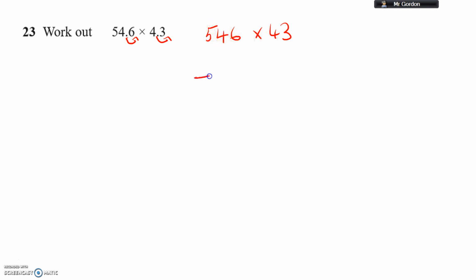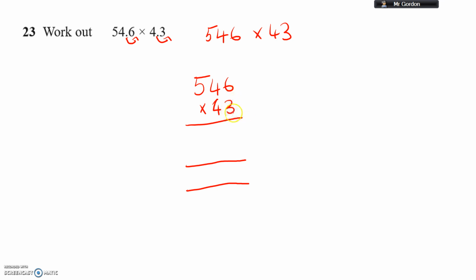I will go for and encourage the column method, which I've always kind of used. I know the grid method is popular, and I have used it in the past when teaching, but this method is quick and it's reliable, so let's see if we can get the right answer.